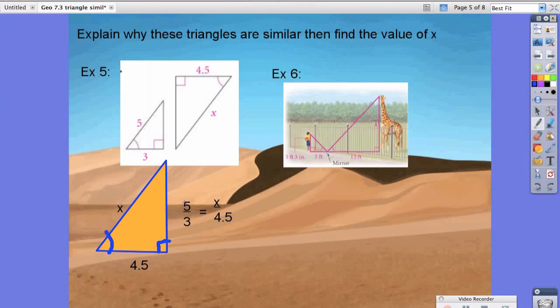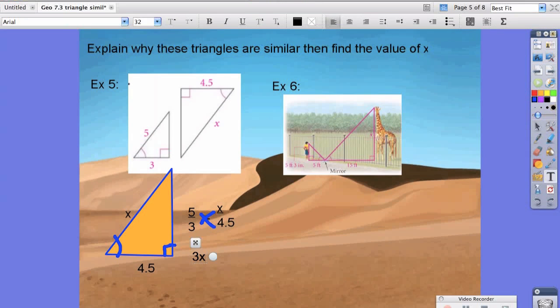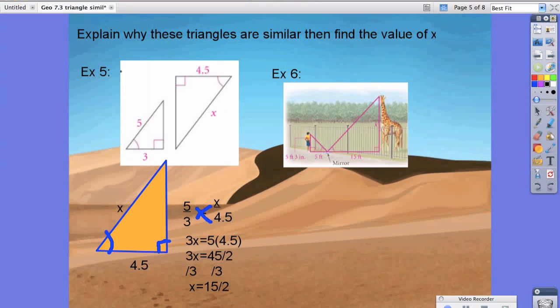Then we're going to take the cross product here. This turns out to be 3x equals 5 times 4.5. This turns out to be 3x equals 45 halves. Then we're going to divide both sides by 3. We're going to get x equals 15 halves. So that's the answer. We're going to try example 6.